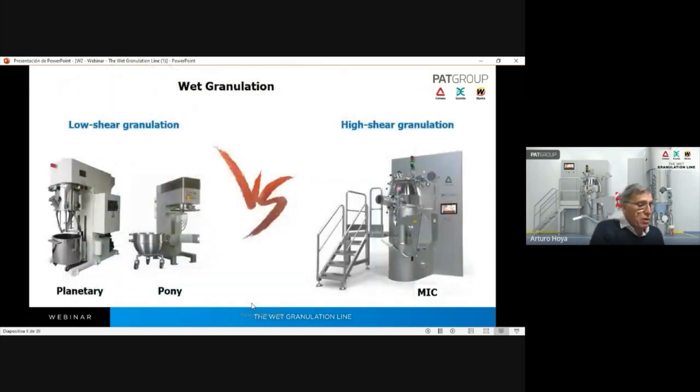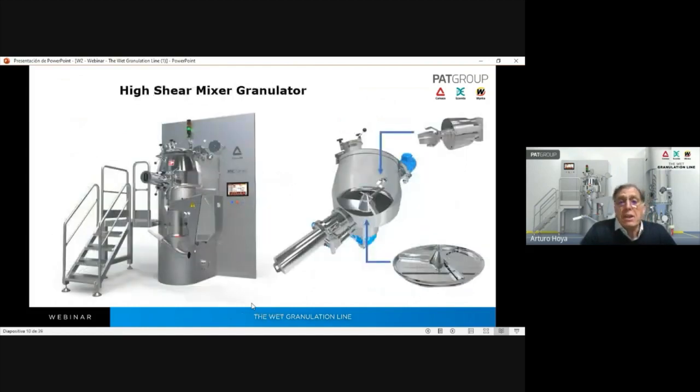This slide shows the two types of machine, the low shear and the high shear. As we will see now, high shear granulation has a lot of advantages over the low shear. This machine is a high shear mixer granulator. This machine lets us not only granulate, but also mix powders.